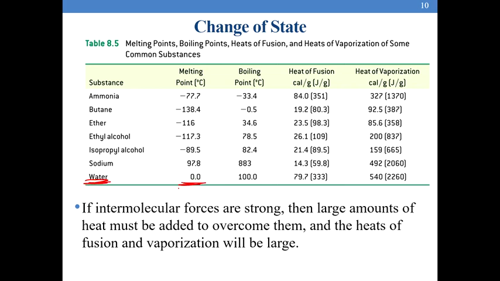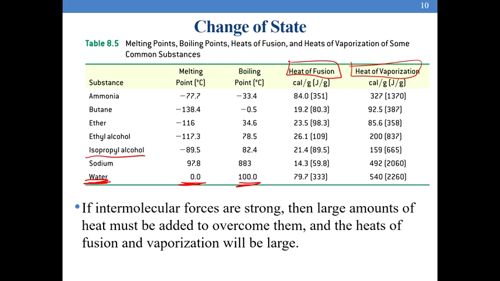Melting point is 0. Boiling point is 100 degrees Celsius. Okay, so that's nice, simple, easy numbers. All right, if you see here, we have the heat of fusion and the heat of vaporization. Okay, so that's what those two columns are that are representing the phase change from the appropriate phases. Okay, solid to liquid or liquid to gas.